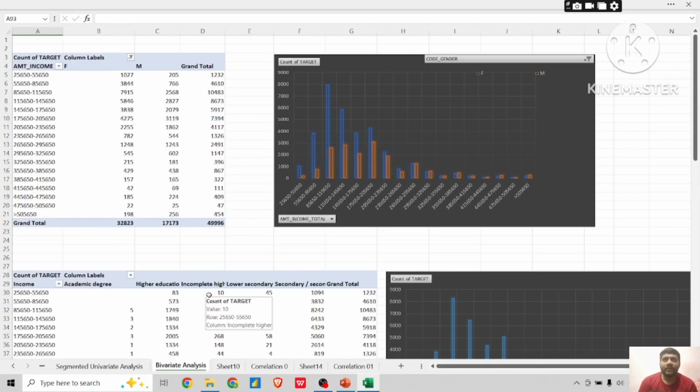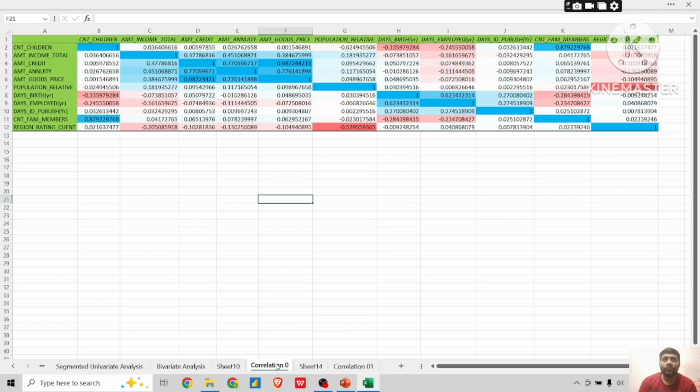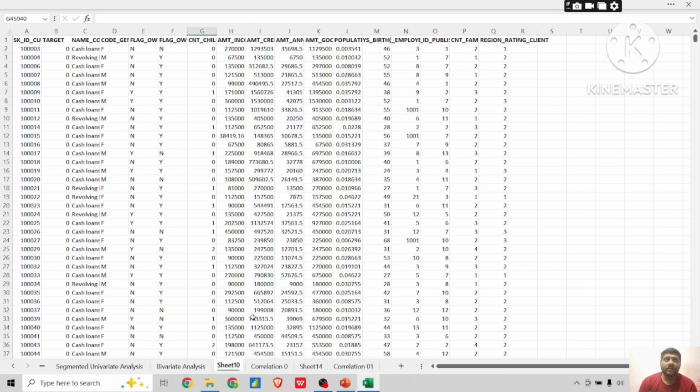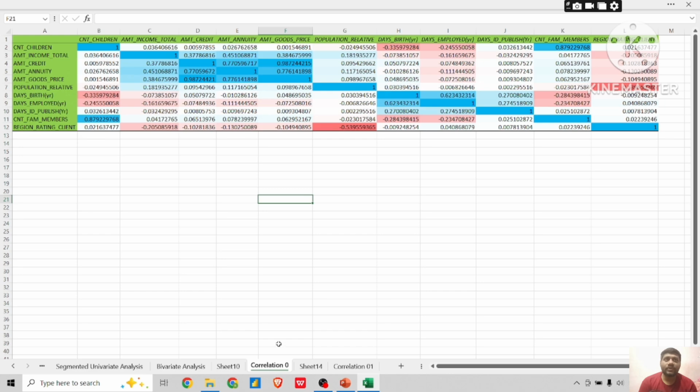To sum it up, bivariate analysis plays a vital role in credit risk analytics by revealing how two variables interact in the bank and financial system to design more accurate and fair credit models.